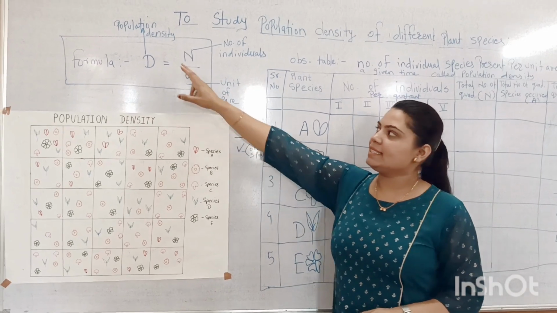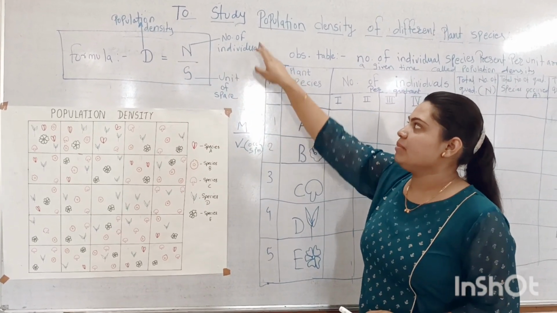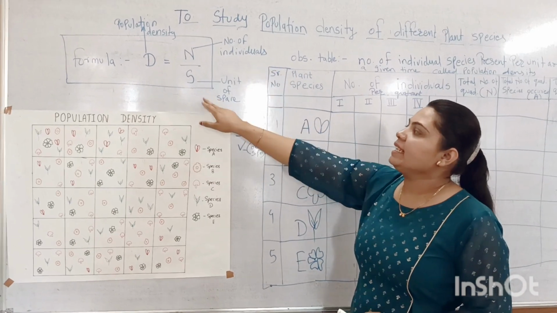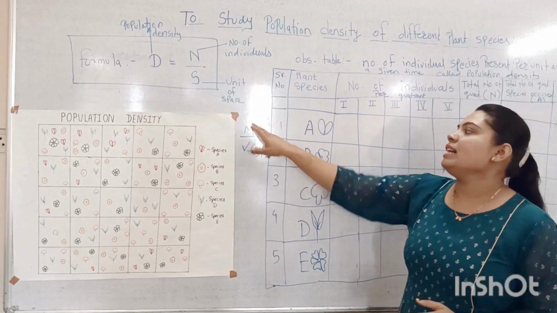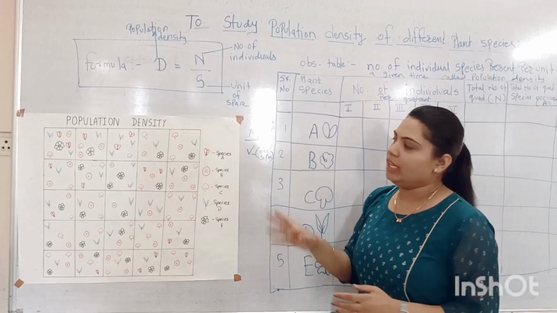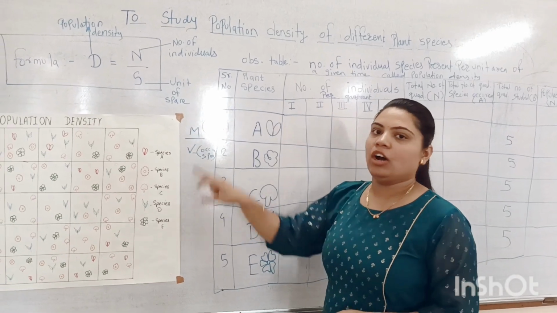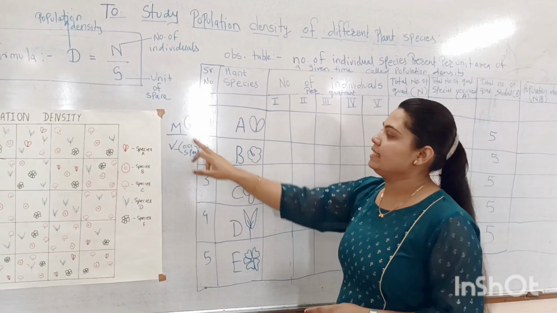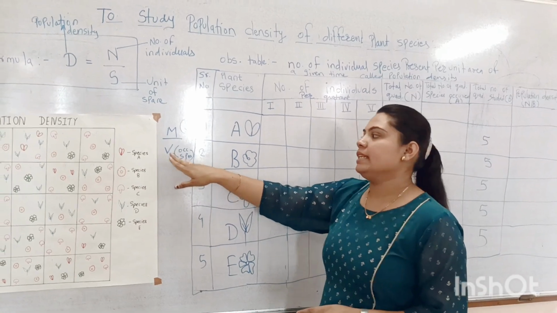D is considered as population density, N is considered as number of individuals, and S is considered as unit of space. Now, mass by volume is our formula, which is N by S. The total space of any area of farm or soil, that is mass. Total occupied space, that is volume, is V.